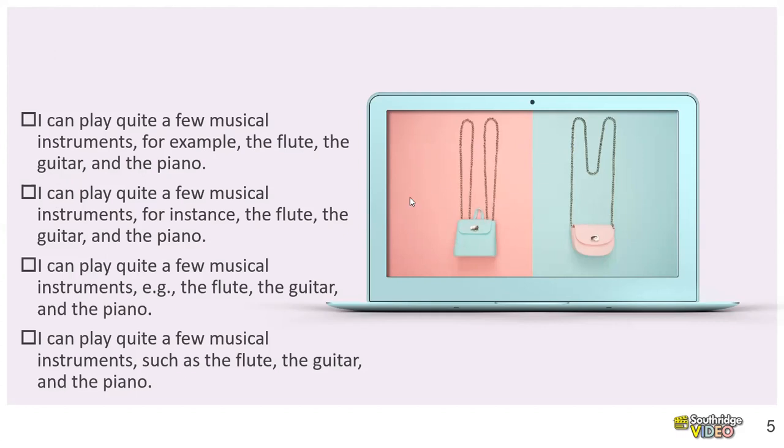But if there are only two items, like the flute and the piano, do we have to put a comma here or not? No. So why do you have to put a comma here? Because the items are more than two. Oh, that's right. Very good. Any problem?